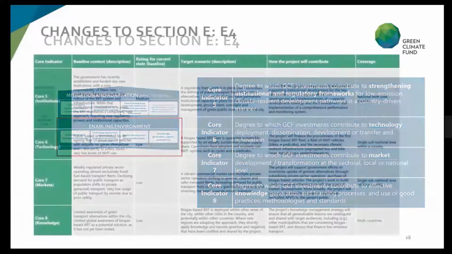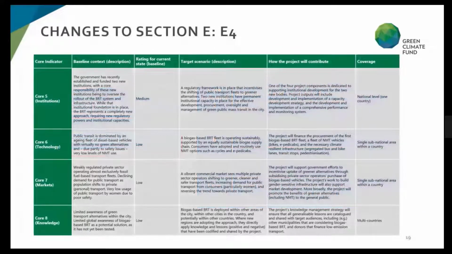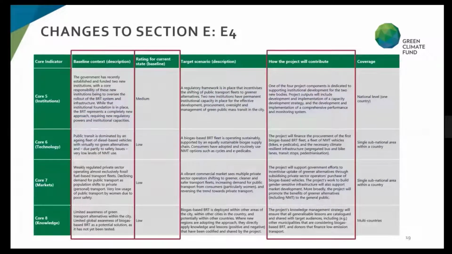In our case study, all 4 enabling environment indicators have been selected. You will notice on this table that the baseline context, baseline rating, and project contribution columns are similar to E2. These columns require the specification of a qualitative baseline, the use of a scorecard for the self-assessment, and a brief description of how exactly the project or program will contribute to each of the selected enabling environment indicator.